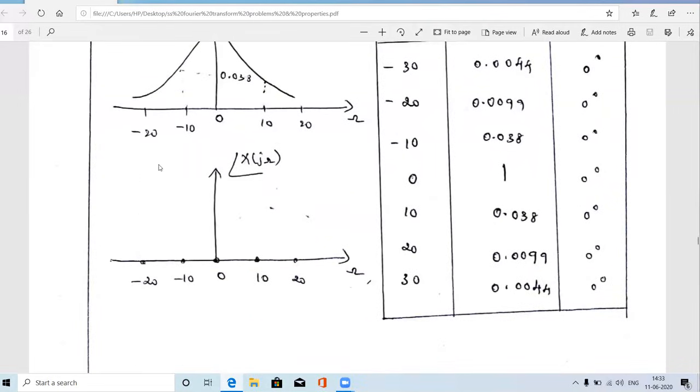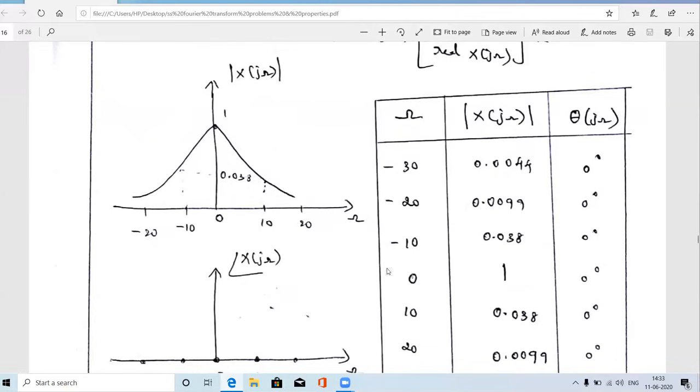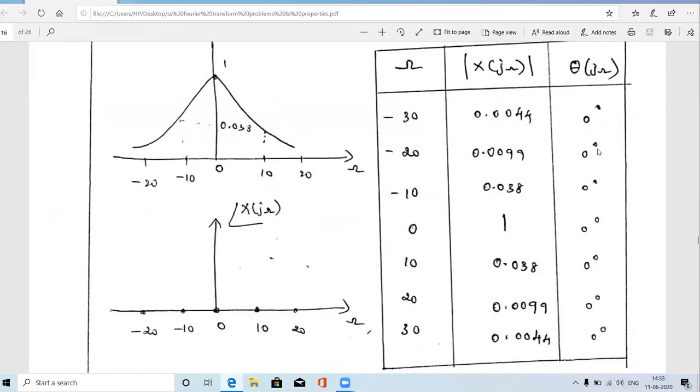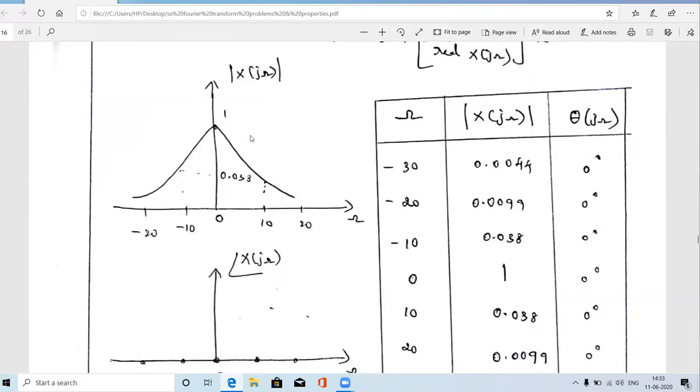So next one, the phase spectrum. What is the phase spectrum? The phase angle of X of j omega versus omega. So we have to draw the graph between the omega value and the theta of j omega value. What is the theta of j omega value? For any value of omega, it is always 0. So for any value of omega, the phase angle is 0 only. So on the x-axis itself, the phase spectrum is there. This is the amplitude spectrum and this one is the phase spectrum.